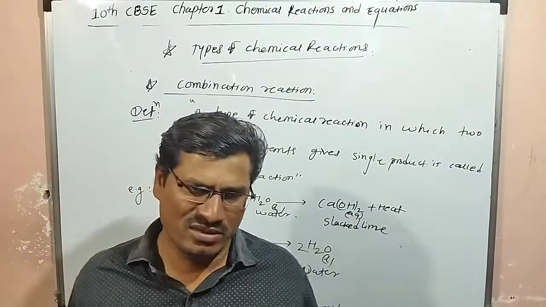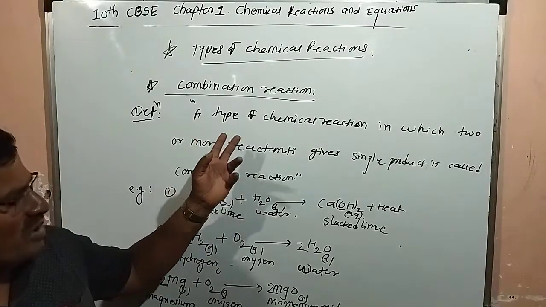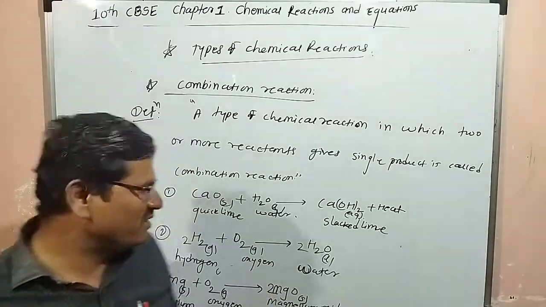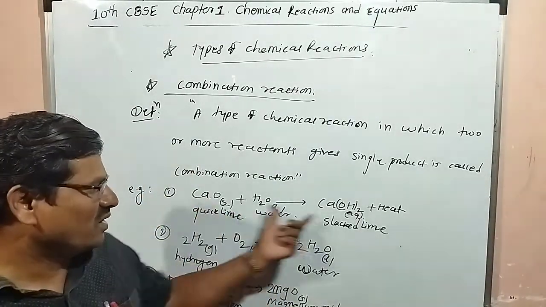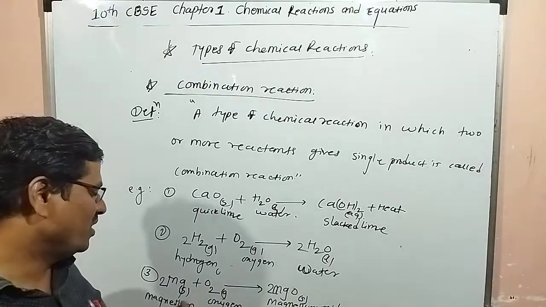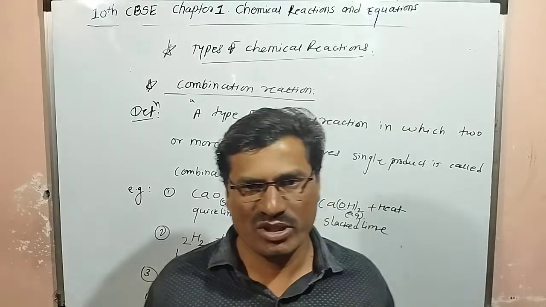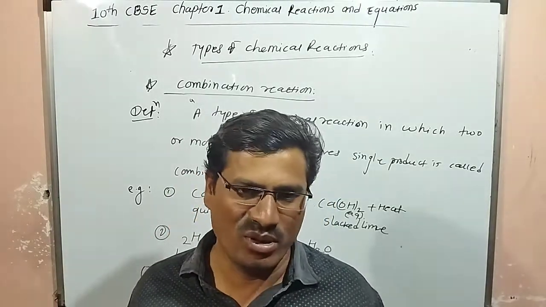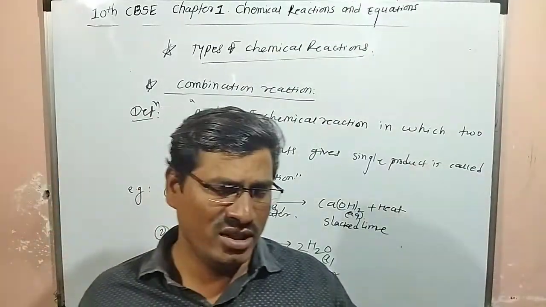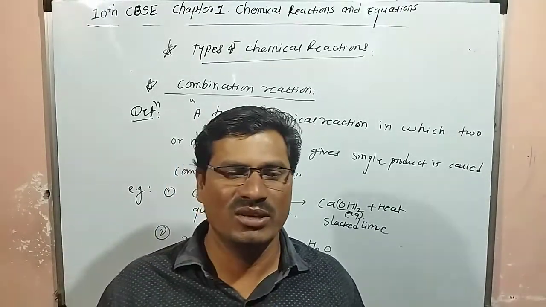Like this way, this is the first type of chemical reaction, the combination reaction. A type of chemical reaction in which two or more reactants give a single product is called a combination reaction. Here two reactants are there and a single product. You have to write these chemical equations and study this one. In the next video we'll study exothermic reactions and the remaining types of chemical reactions.